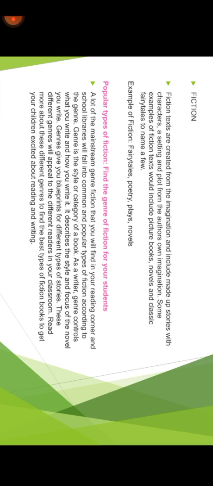And a popular type of fiction, find the genre of fiction for your students. A lot of the mainstream genre fiction that you will find in your reading corner and school libraries will fall into common and popular types of fiction according to the genre. So genre is the style or category of a book. And as a writer, genre controls what you write and how you are going to write it. It describes the styles and focus of the novel you write. Genres give you blueprints for different types of stories. These different genres will appeal to the different readers in your classroom. Read more about these different genres to find the best types of fiction books to get your children excited about reading and writing.